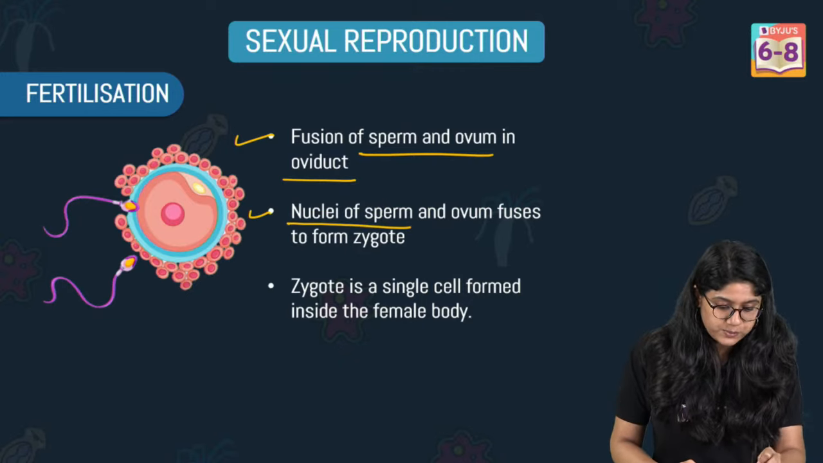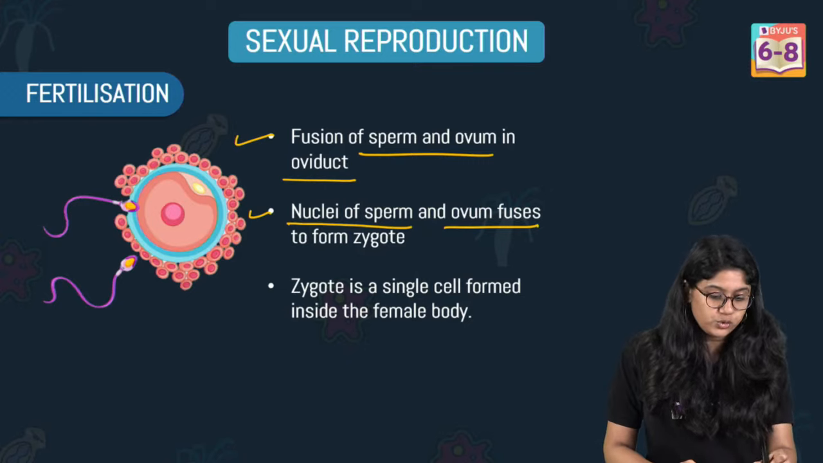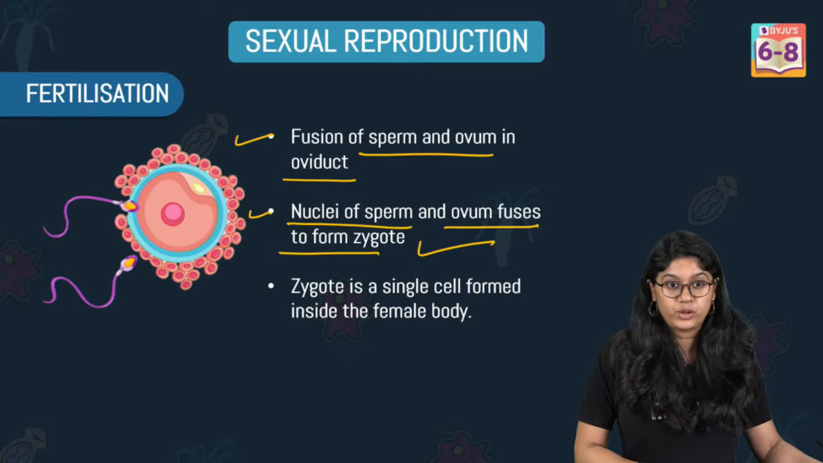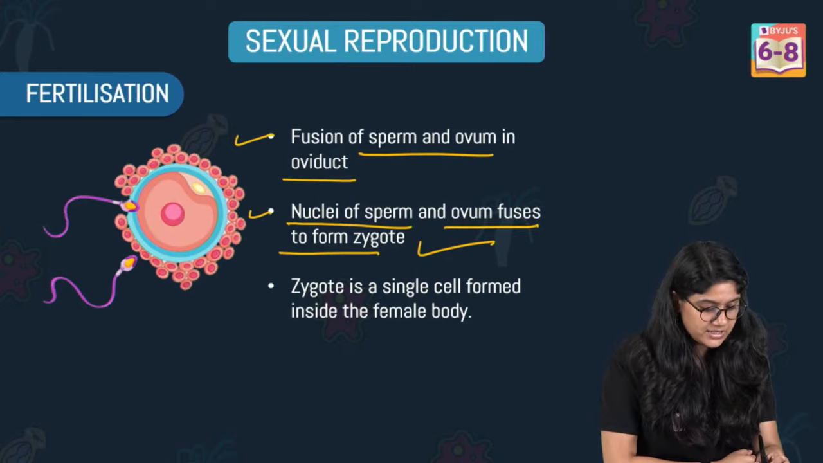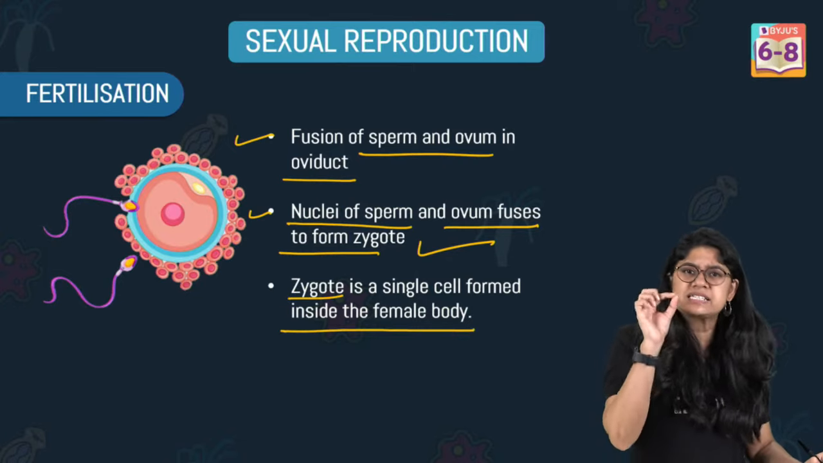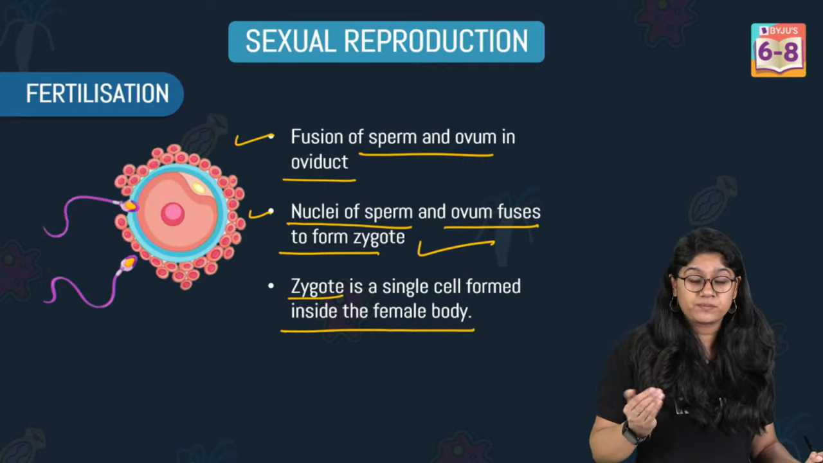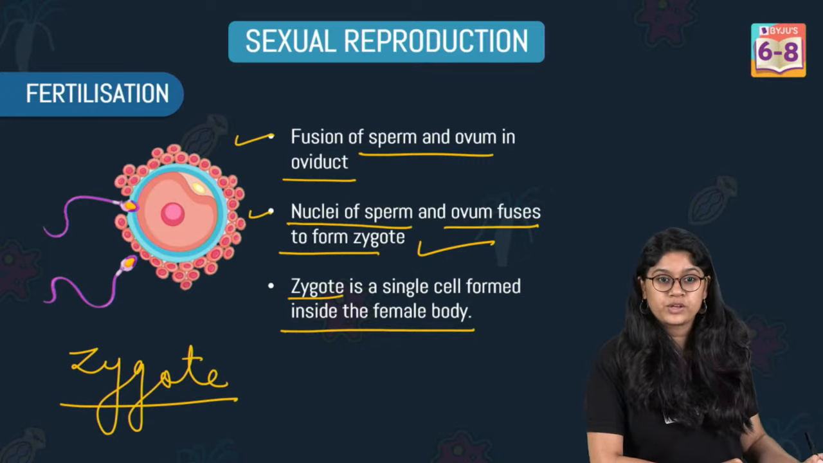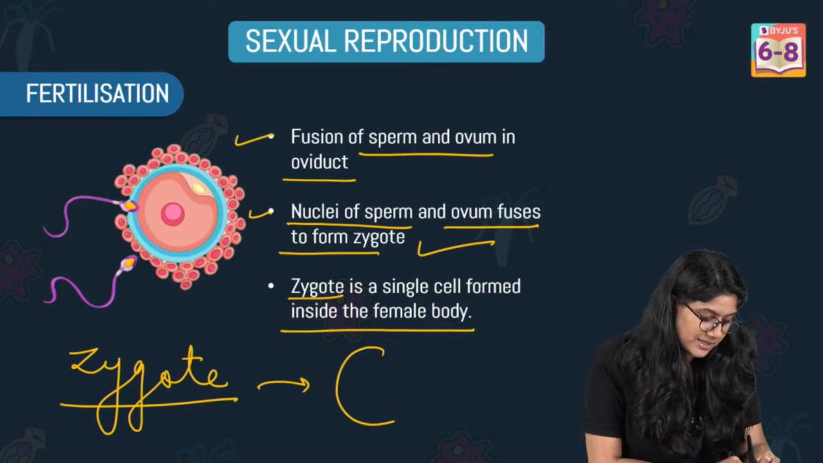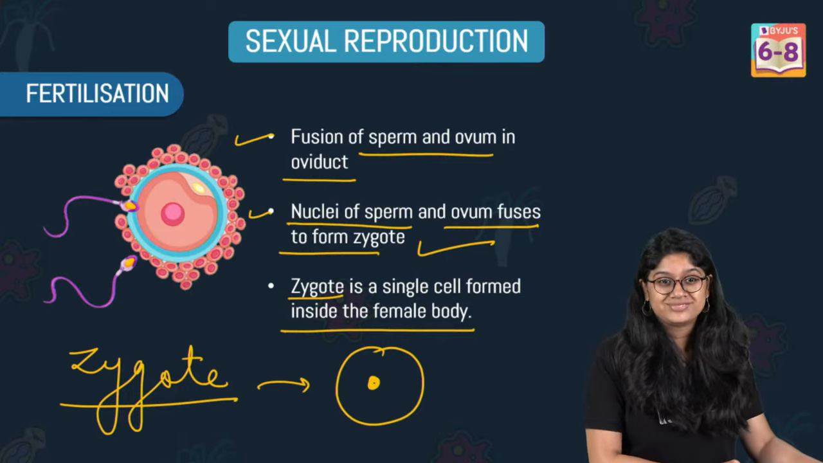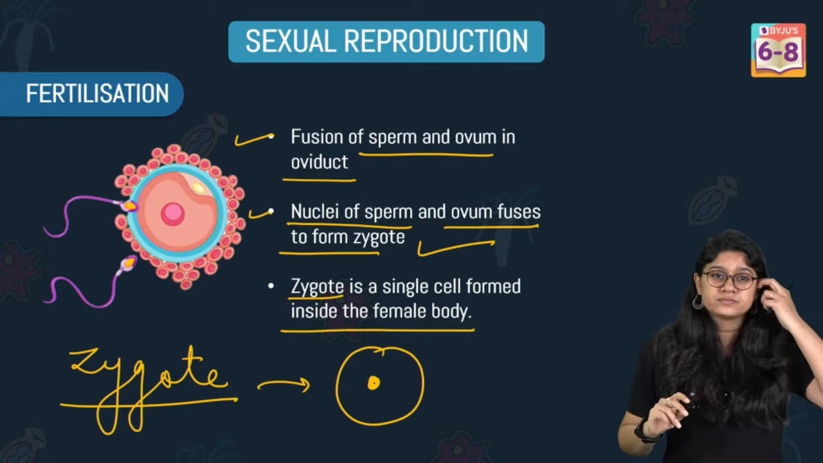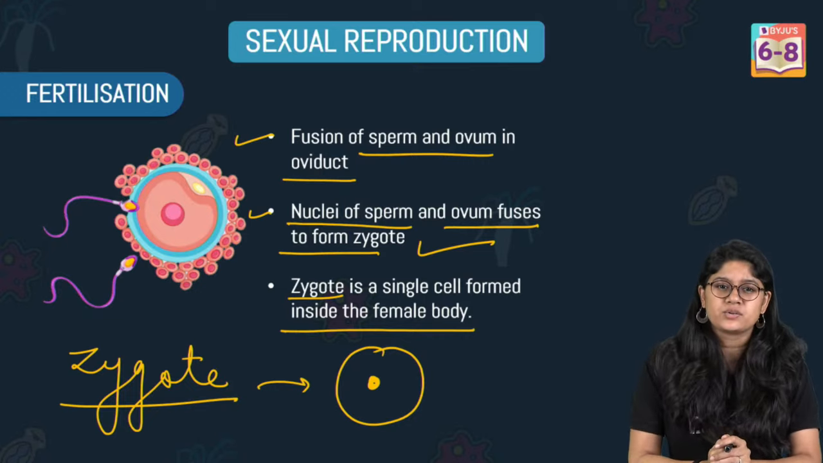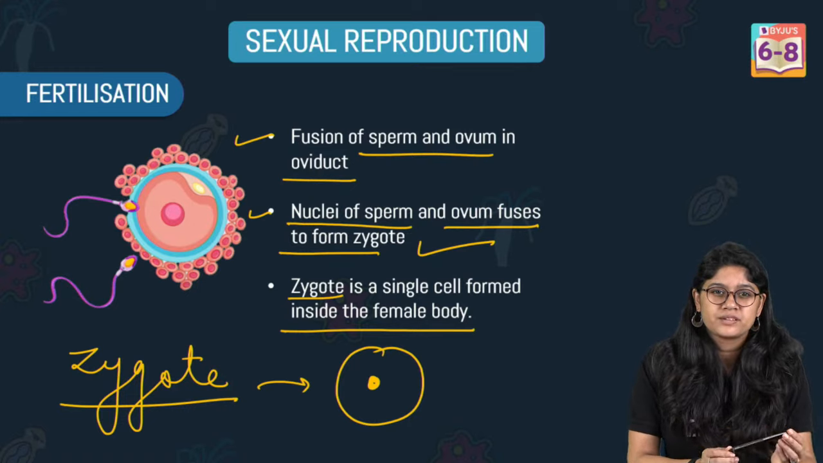And the nucleus of the sperm and the nucleus of the ovum fuse to form the zygote. Okay, this is important, everyone. And the zygote is a single cell which is formed after the fertilization. Now, many of you will have a doubt: ma'am, what is a zygote and what is an embryo? So after the fertilization, the single cell which is formed is called the zygote. Okay? Please ask your doubt.